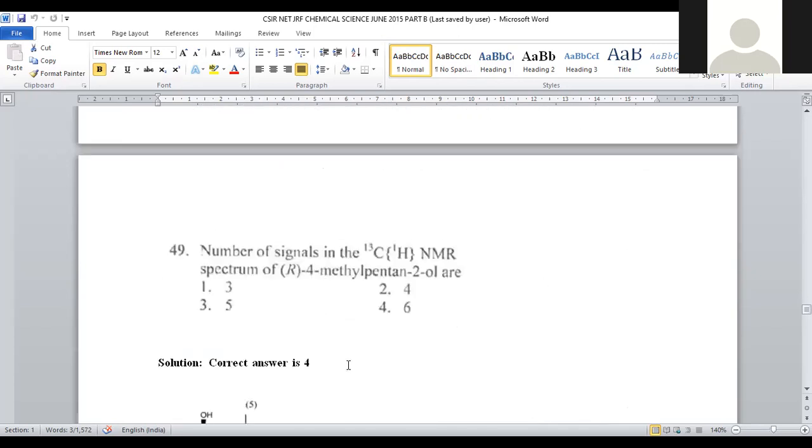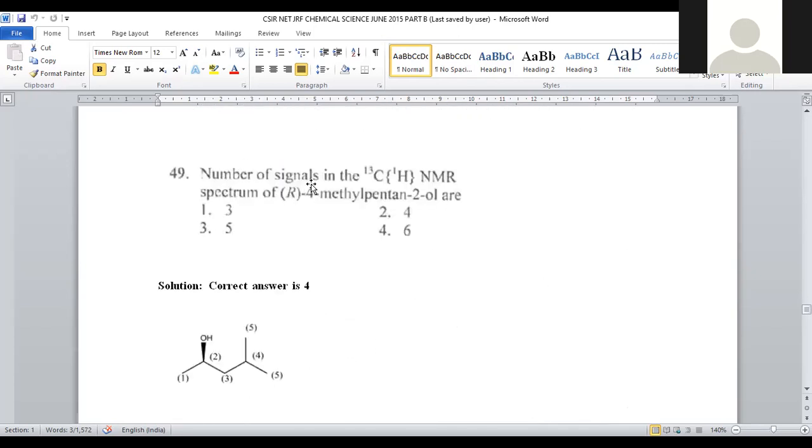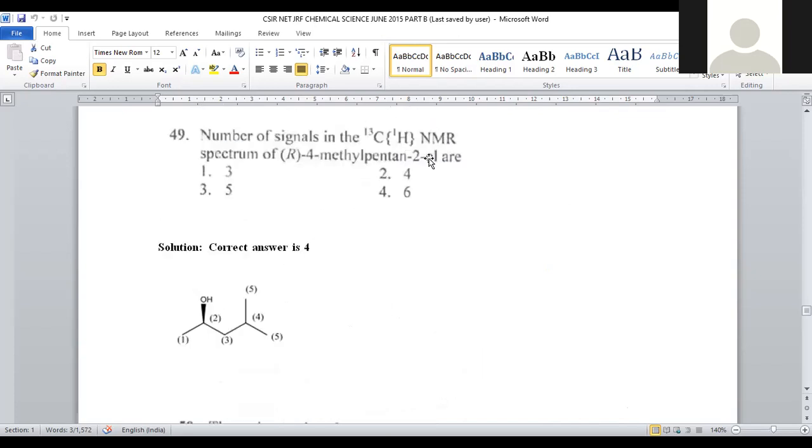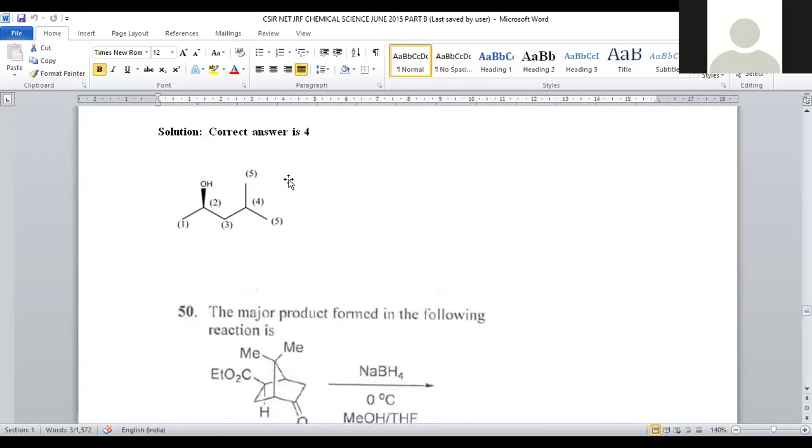Let us move on to question number 49. The number of signals in the C13 NMR spectrum of 4-methylpentan-2-ol. This is a system with a 5 carbon chain, and 1 methyl and 1 hydroxy functional groups are present on this. So when we observe the C13 NMR, it purely depends upon the number of sets of carbon atoms present in the compound. How many sets of carbon atoms are there?